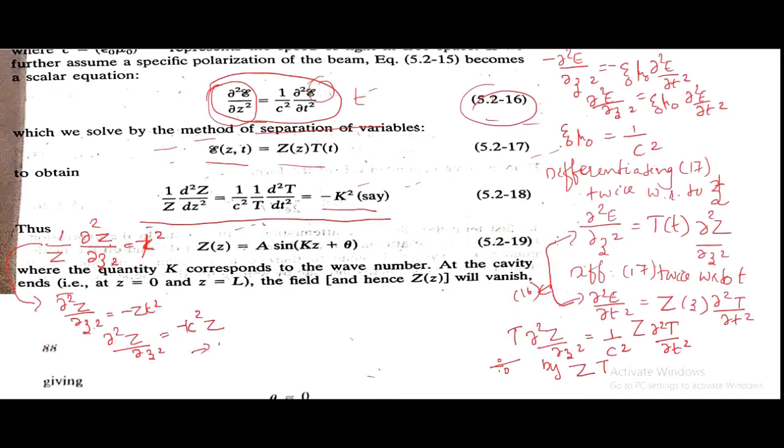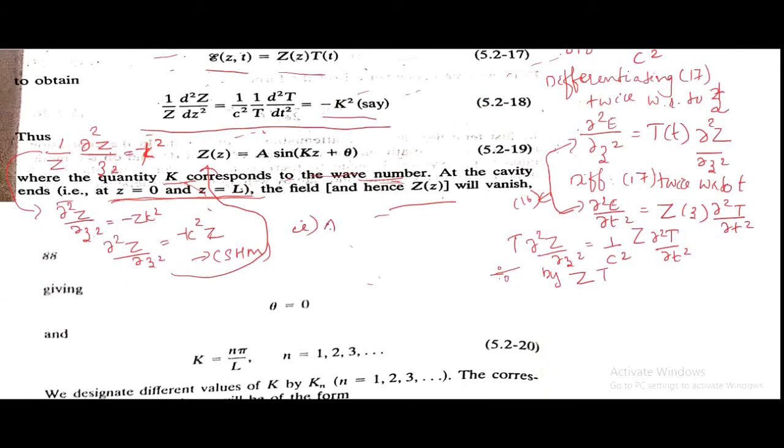This actually represents the expression for a simple harmonic motion, and its solution is obtained as Z(z) = A sin(kz + θ). Here the quantity k corresponds to the wave number. At the cavity ends, that is at z = 0 and z = L, the field vanishes. Hence, Z(z) will vanish.